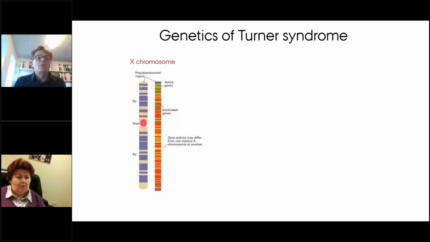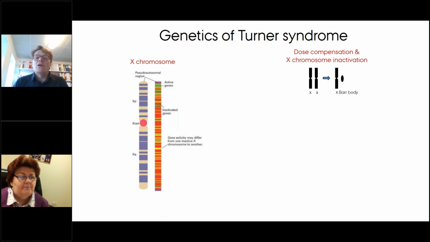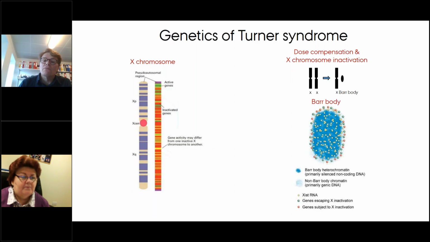So what do we know? Well, normally a female would have 2 X chromosomes, and one, of course, as you know, will be active and the other one will be inactivated, or at least most of that X chromosome. We also know that under normal circumstances, the inactivated X chromosome can be seen as the bar body, and we know from recent research that it condenses and becomes heterochromatin and is covered by the XIST RNA.